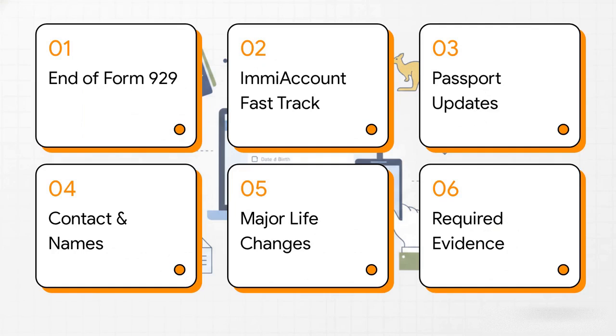Here's our roadmap for today. We'll be covering the shift away from Form 929, the new ImmiAccount Fasttrack, essential passport and contact updates, and the evidence you're going to need to prove any major life changes. So, whatever your specific life scenario is right now, don't worry. I promise we've got you covered here today.